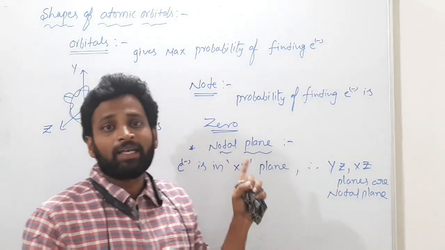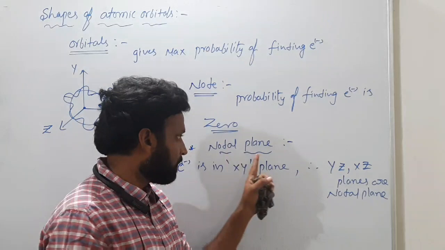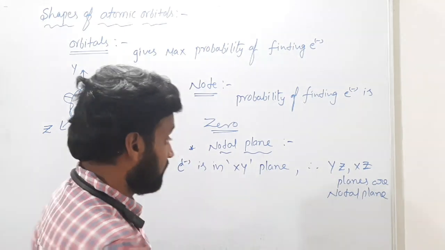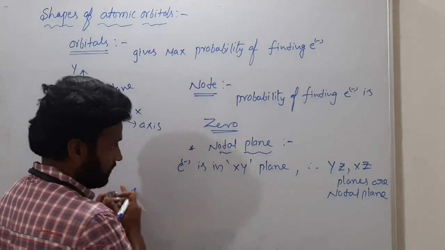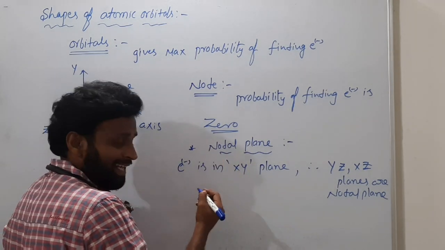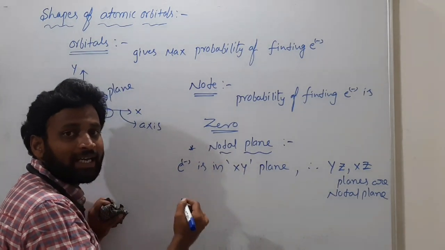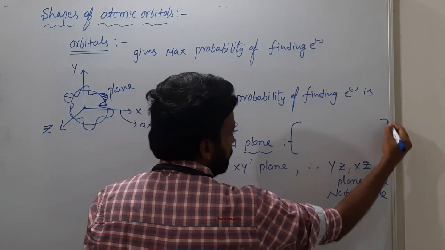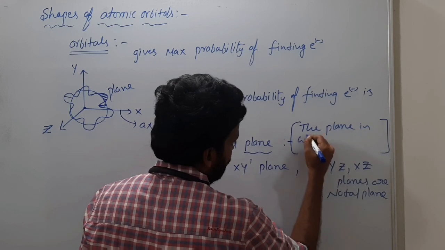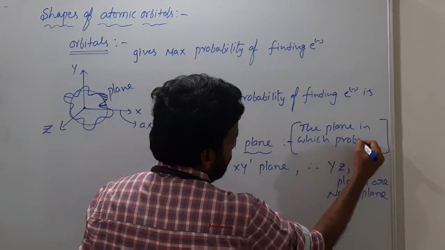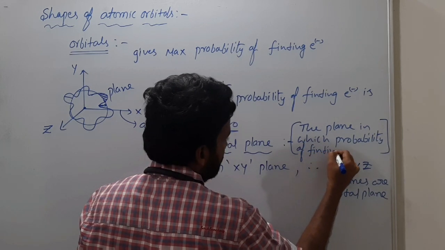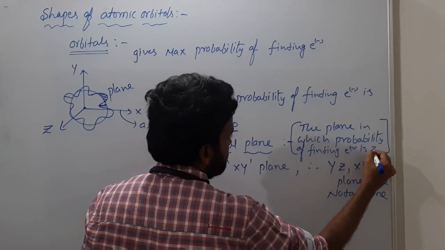I repeat, you also write down: nodal plane means the plane in which the probability of finding an electron is 0. If you want, I will write the definition. Nodal plane means the plane in which the probability of finding an electron is 0. I will write the definition very clearly: the plane in which the probability of finding an electron is 0.